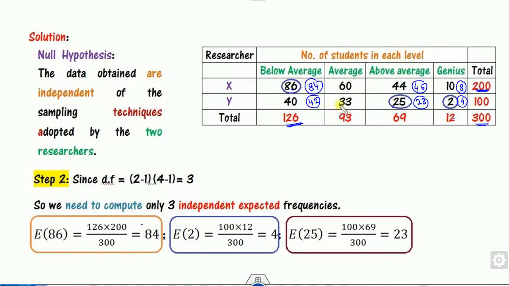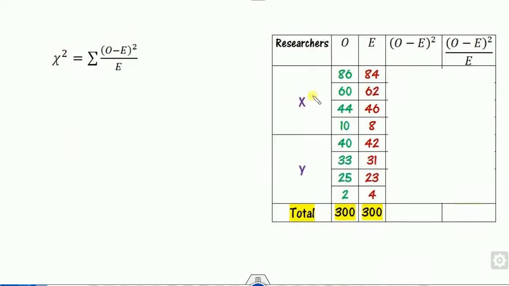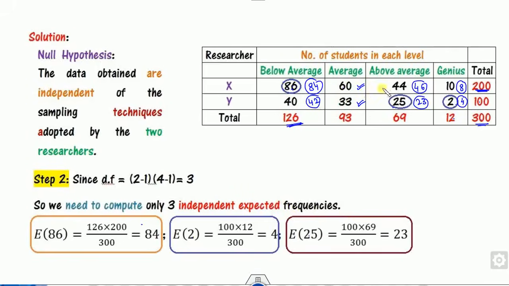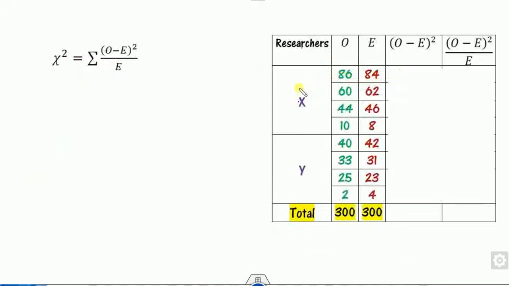Now look at that, the sum is my 100. So you can find this number. Sum is my 200. You can find this number. So once you are finding all those values of E, you can write this table. So researcher X, the values of X are 80, 60, 44, 10. So 80, 60, 44, 10, and similarly for the Y.